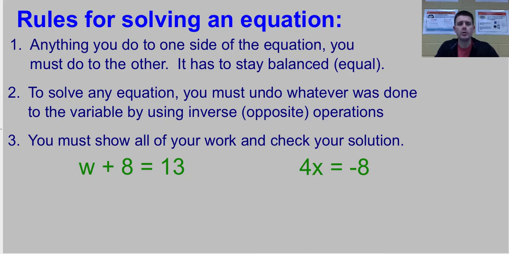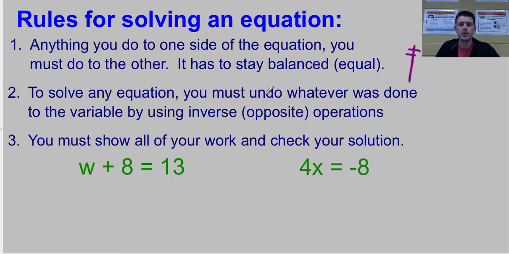So here are the rules that you need to have written down into your notes, and this is going to be the expectation of anything you do. Number one, anything you do to one side of the equation, you must do to the other. It always has to stay balanced or equal. So you remember from last year, we drew a line down through the equal sign to show us the two sides of the equation, and then we need to make sure we're showing the work on both sides of that. It's not optional.